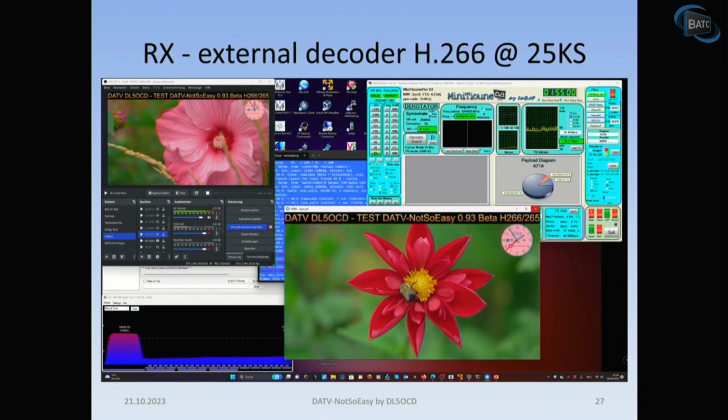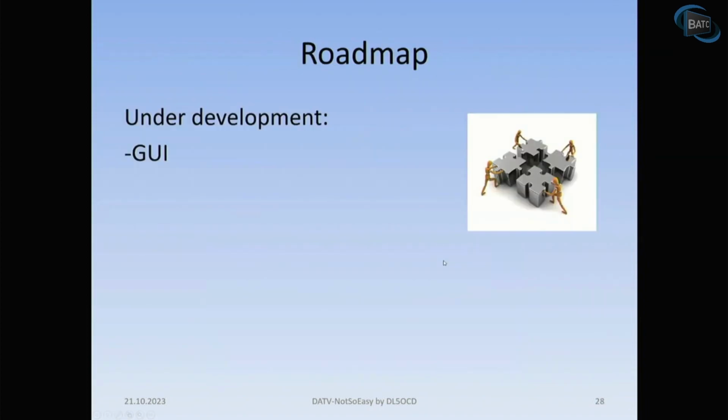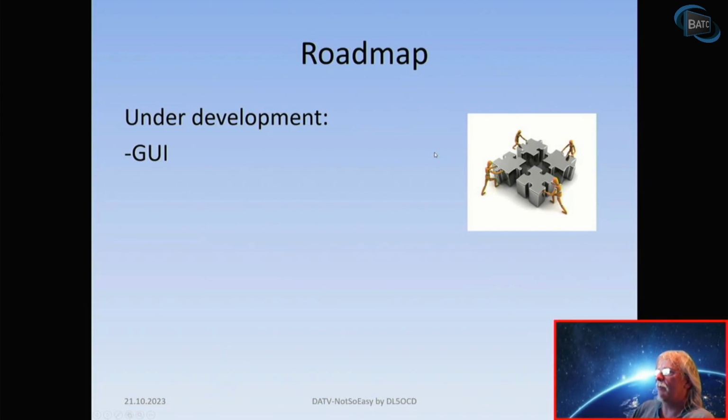Same with the MPV decoder, also H266 at 25 kilo samples. Nice and sharp picture, I think. Yeah, roadmap under development, GUI, a graphical user interface, which is the plan for the future.